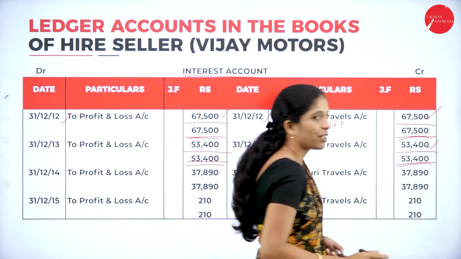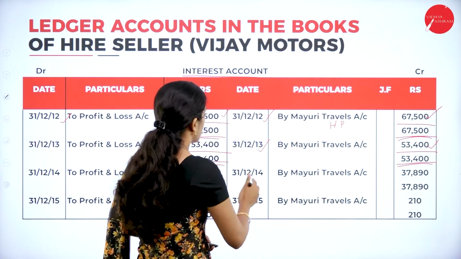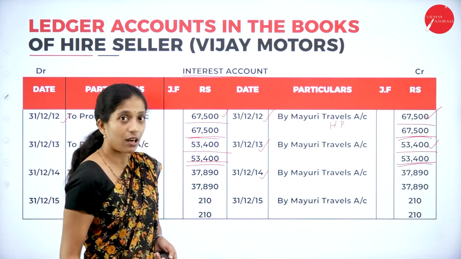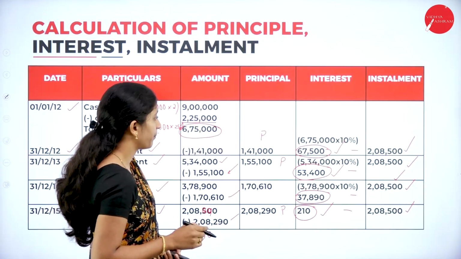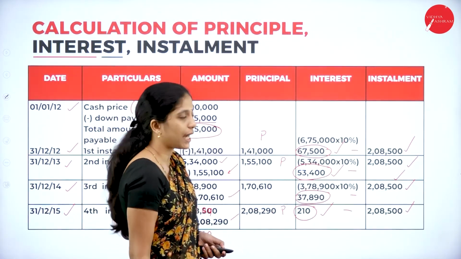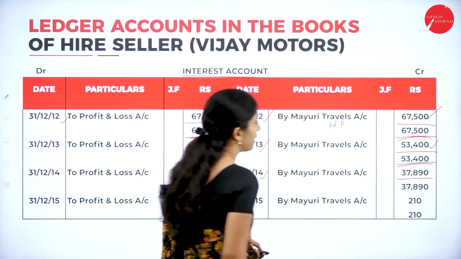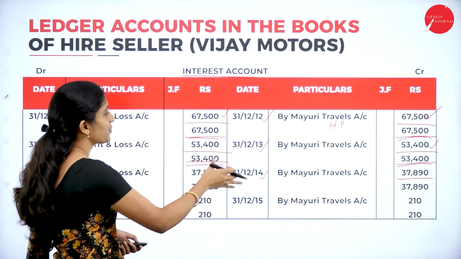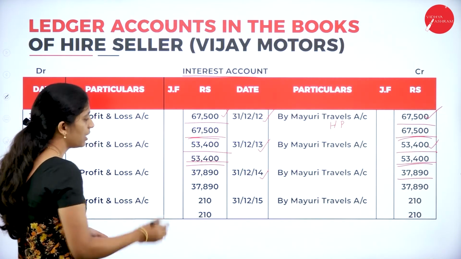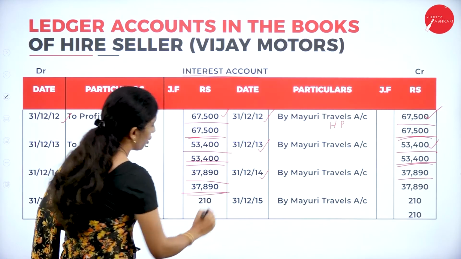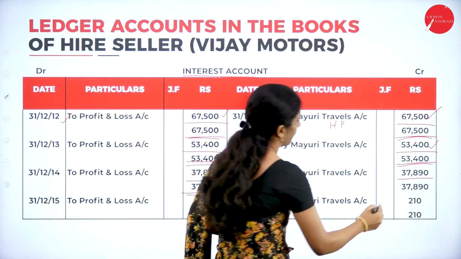So we'll get the total 53,400. Now coming to the third year, same way, 31st December 2014, by Mayuri Travels account. What is the third year interest? That is 37,890. So transfer 37,890. Now transfer that interest to profit and loss account. So to profit and loss account 37,890. That is the end of the financial year.